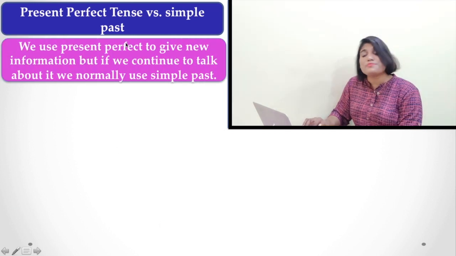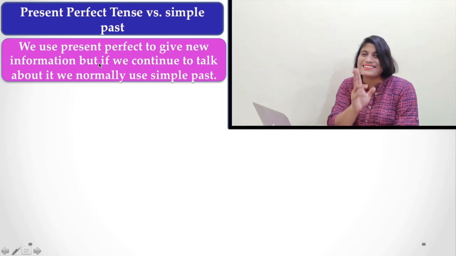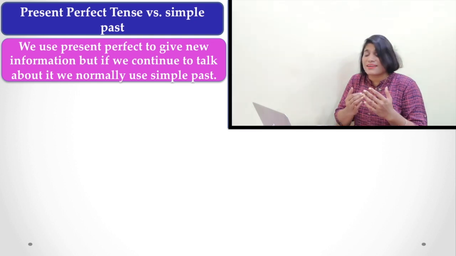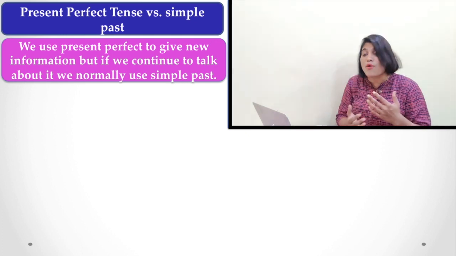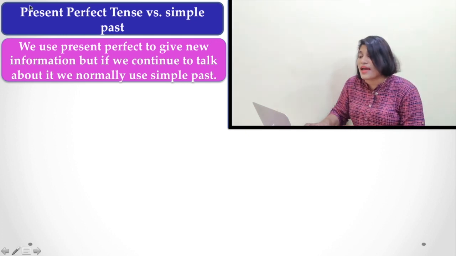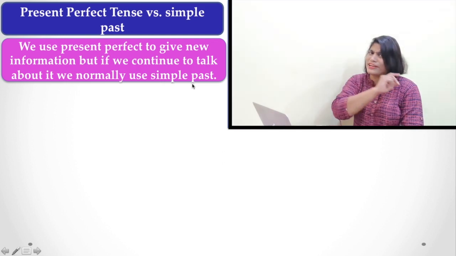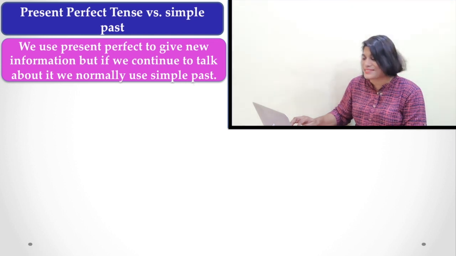Similarly, we use present perfect to give new information, as I have told you earlier, but there is a twist here. What is that twist? That is, if we continue to talk about that thing, we normally use simple past. That is a very interesting twist here. What is that? Let's see the examples first.